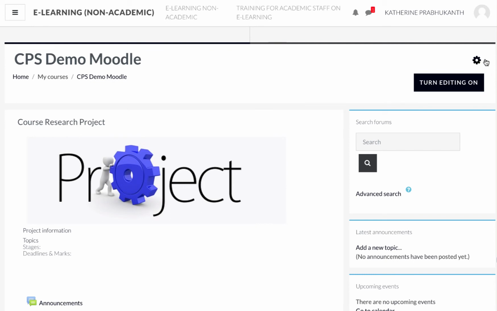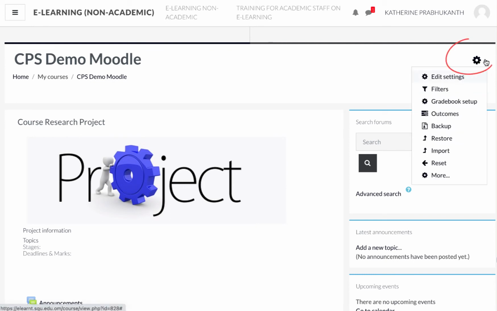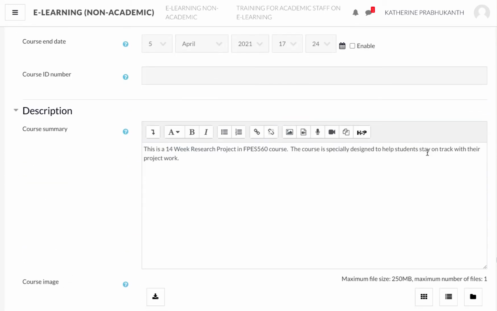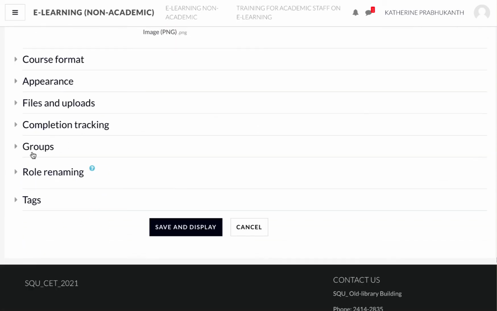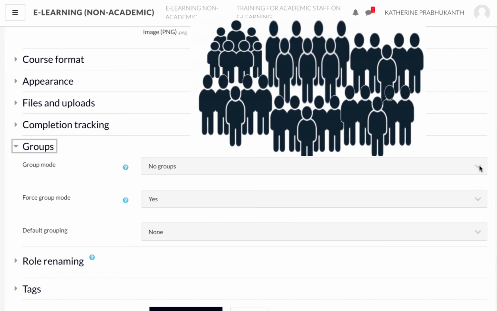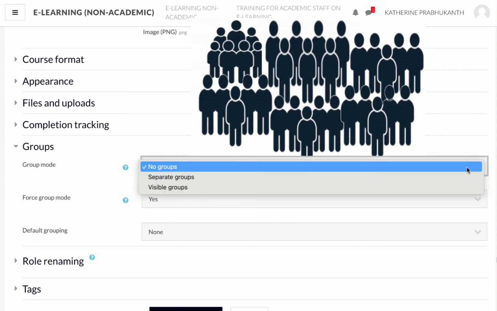Now we will look at the various settings of a group mode. To begin with, the group mode is decided in the course settings. There are 3 main group modes. 1 is no group. As the name suggests, all users are one general group. This means that the whole class can interact with one another. They can contribute to an activity, see posts and respond to them as a class. This group mode can be overwhelming if the users are too many.